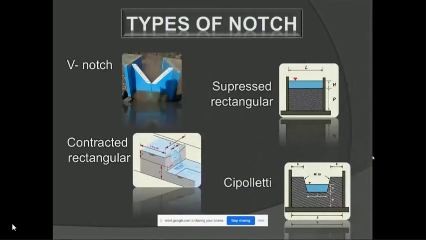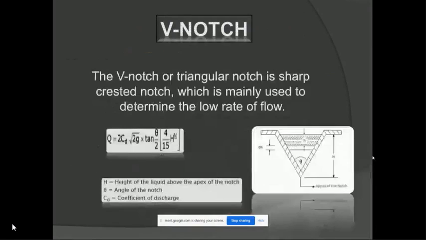So let's talk about the types of notches available. The first is the V notch, the one which we are studying, and it is also called a triangular notch. It is used to accurately read low discharge values. Another is the suppressed rectangular notch, the rectangular notch, and the Cipolletti notch, which is another name for the trapezoidal notch. The further experiment will be explained to you by Gopal.